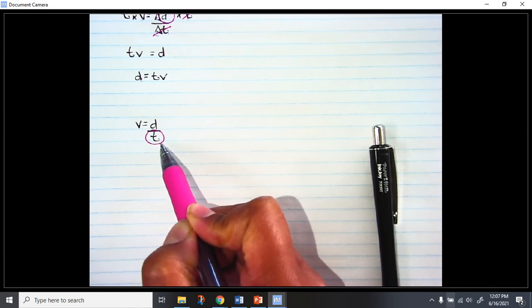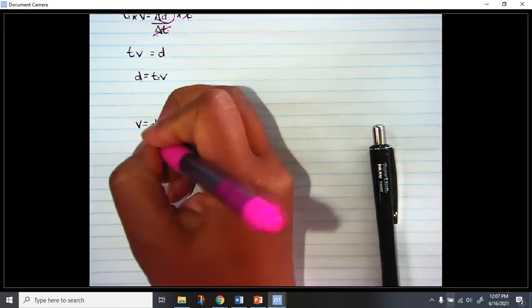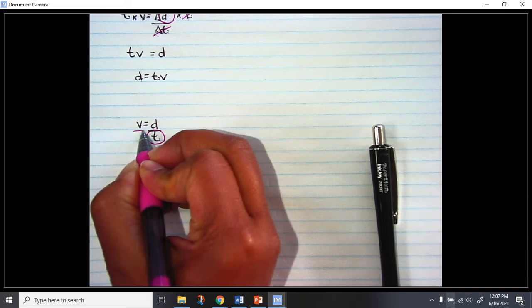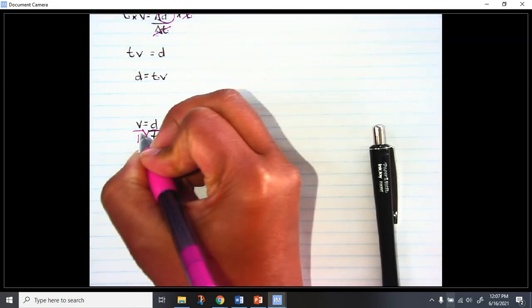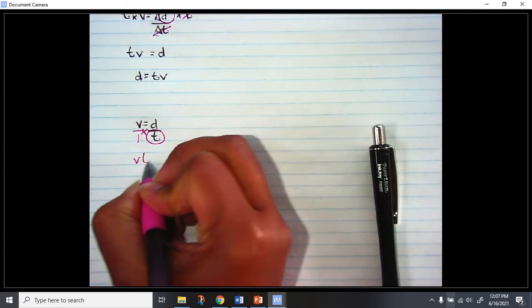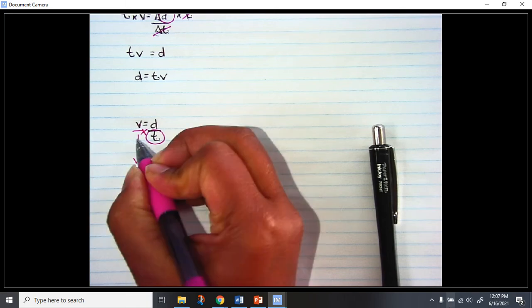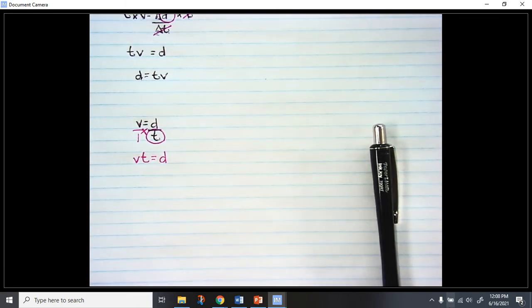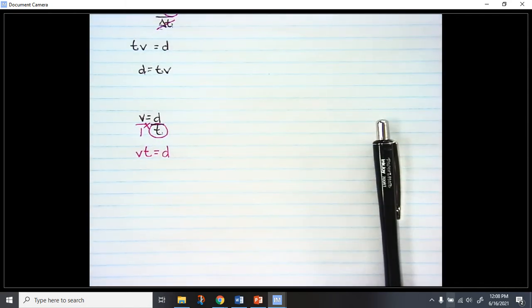Okay, so cross multiplying means, now remember, any whole number, in this case here, whole letter, is the same as writing it over 1. And if I cross multiply, I'm going to multiply v and t, and I'm going to put that on one side of the equal sign. And then 1 times d, which is just d. There we go. Now I can start moving things around.